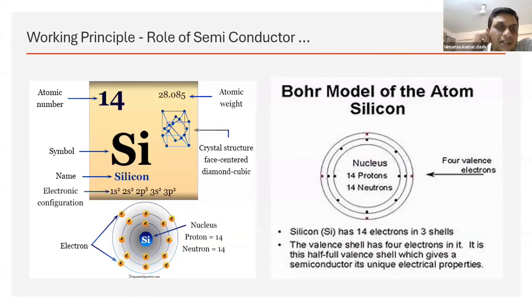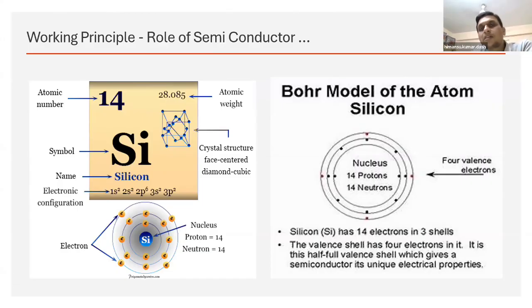Silicon is an atom, the symbol is Si, its atomic number is 14, and its atomic weight is 28.085 AU. Silicon has atomic number 14. What does it indicate? It has 14 protons and 14 electrons. The number of neutrons is 28 minus 14, again 14. So the point of importance here is the number of electrons, that is 14.